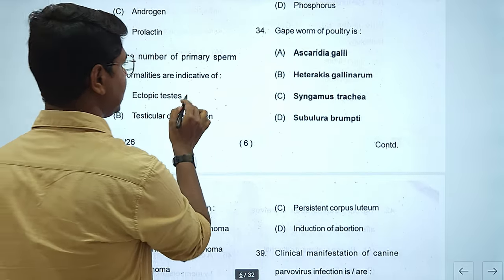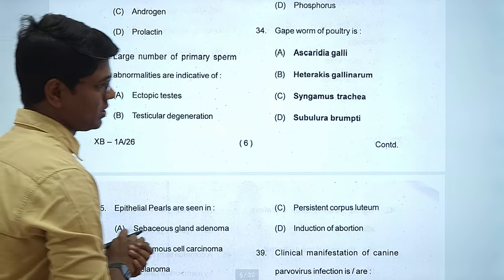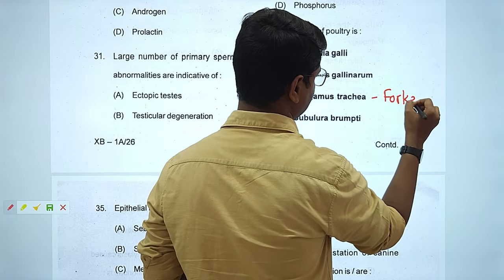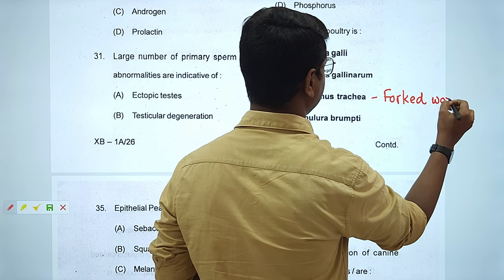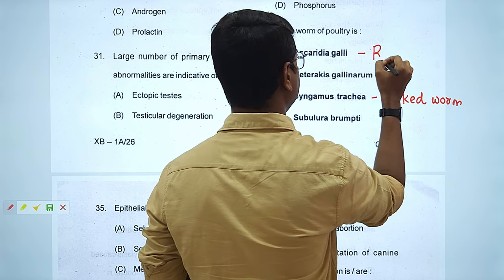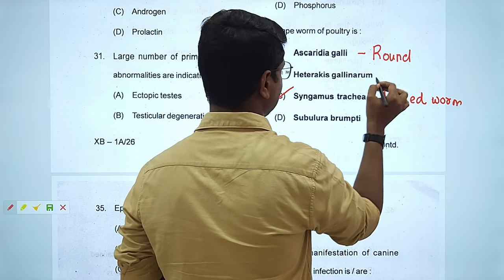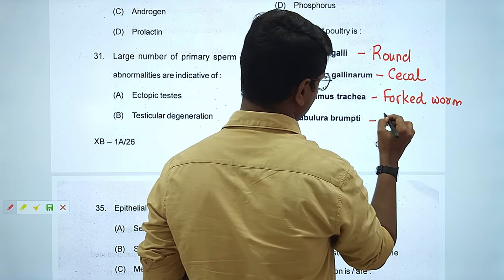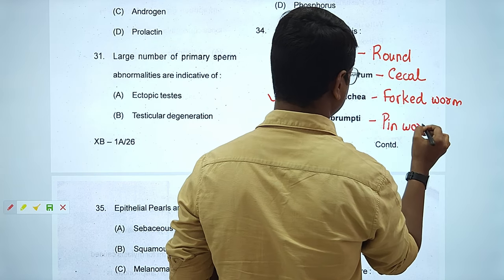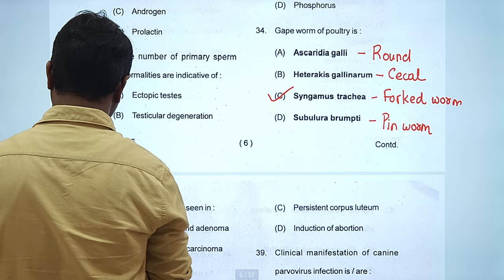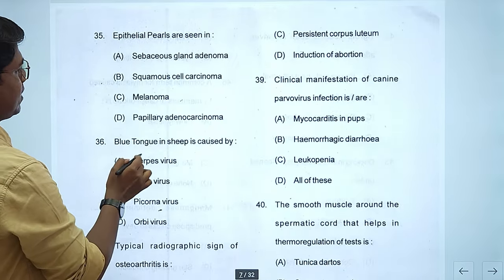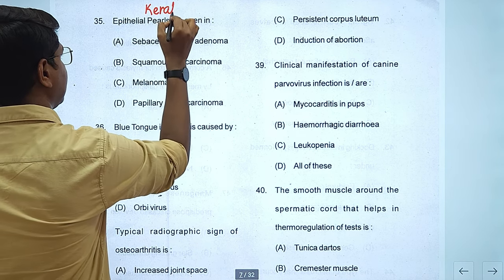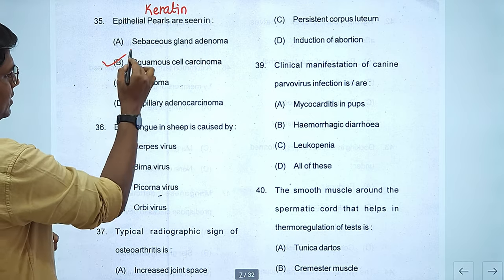Next, the gapeworm of poultry is, a very common question, Syngamus trachea. Syngamus trachea is also known as forked worm. Ascaridia galli is the roundworm of poultry. Heterakis gallinarum is the cecal worm. Subulura brumpti is the pinworm of poultry. Okay, other names of these parasites. Epithelial pearl is also known as keratin pearl. It is found in squamous cell carcinoma.